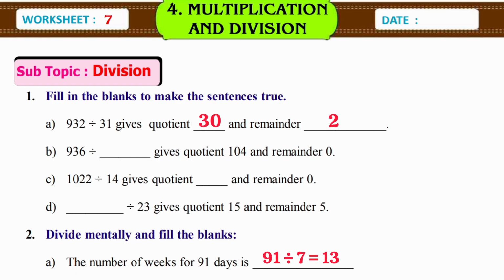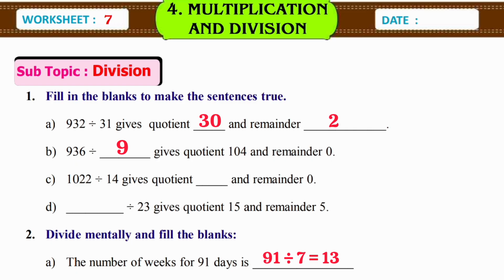Okay, next second one, 936 divided by dash gives quotient 104 and remainder 0. So if you do the division by 9, you will get remainder 0 and quotient 104. Okay, let's see third one.